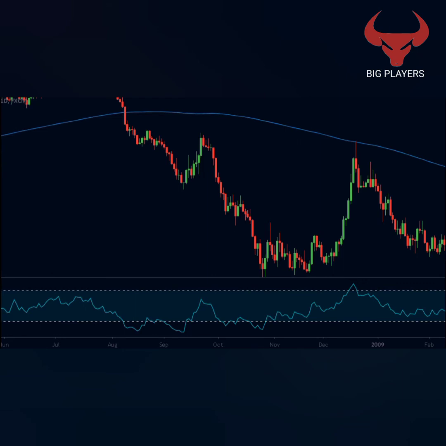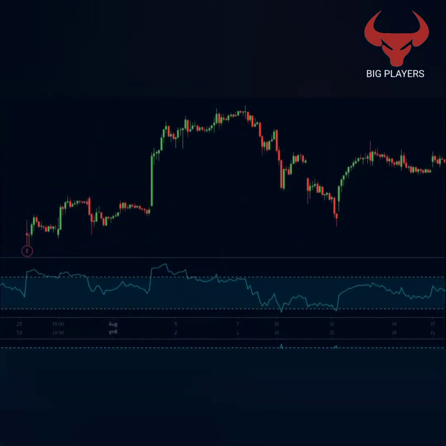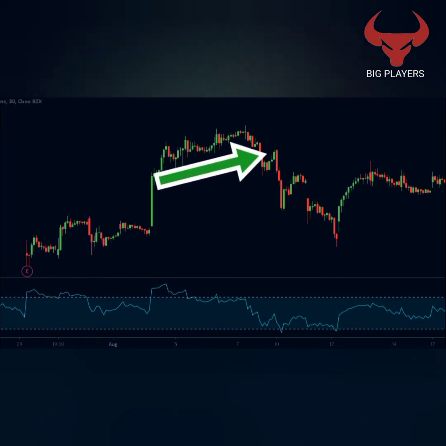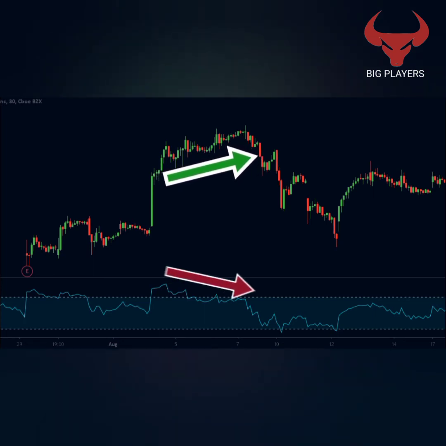The secret to avoiding these fake divergences is to wait for the break of trend lines. Let us understand this concept by an example. Here is the AMD stock on a 30-minute time frame. Here we can see the price is gradually making higher highs. The RSI, on the other hand, is making lower highs. Hence, there is a clear and visible divergence in the RSI.